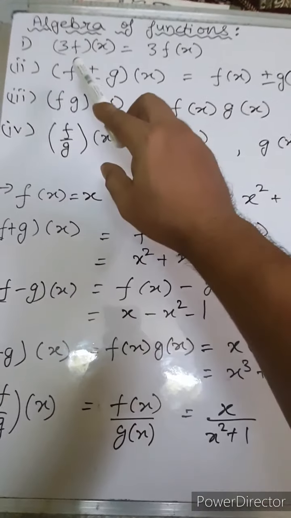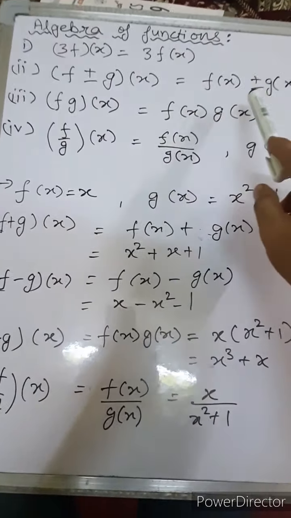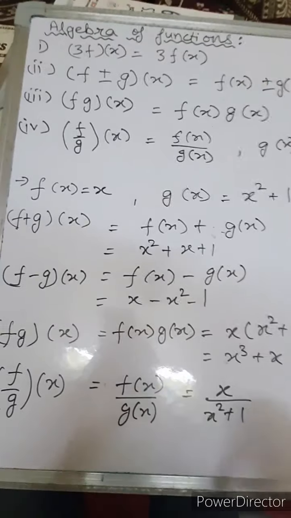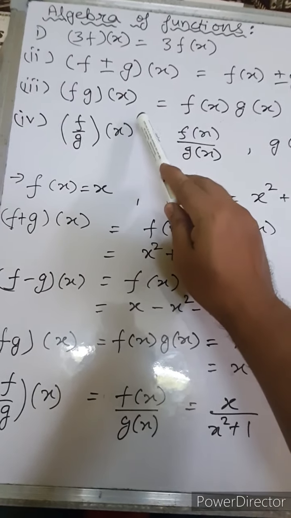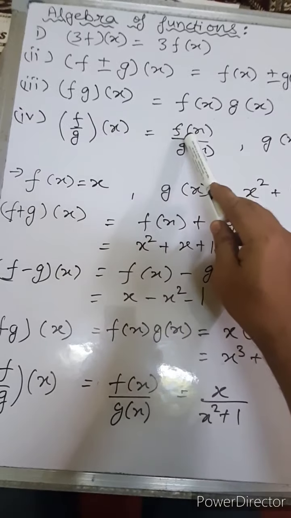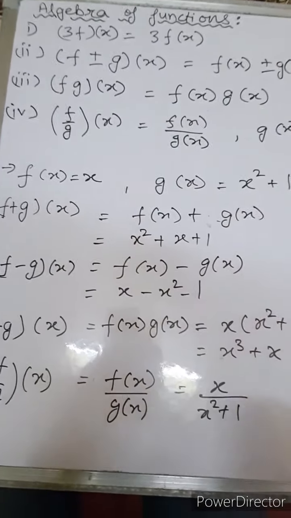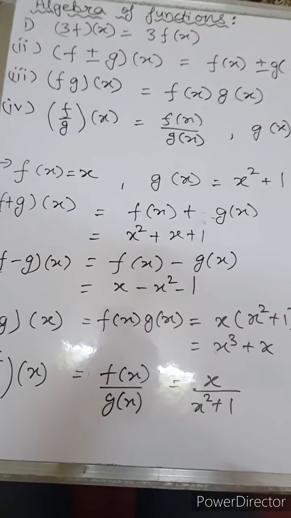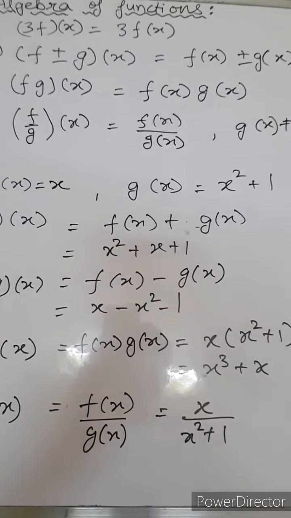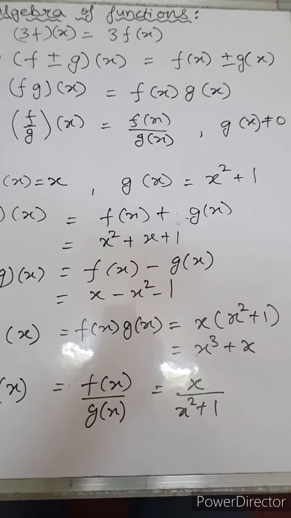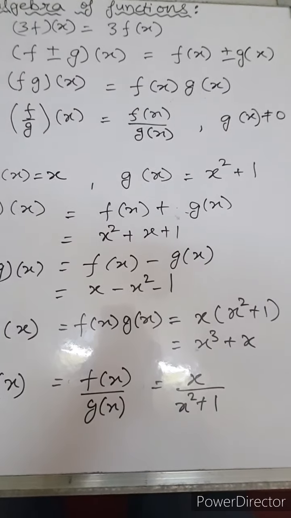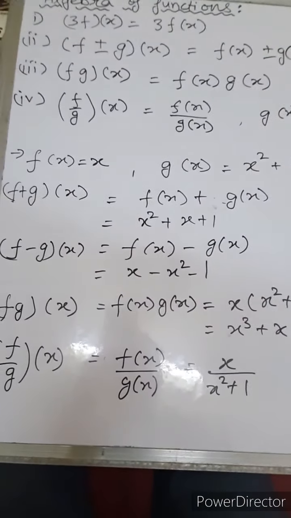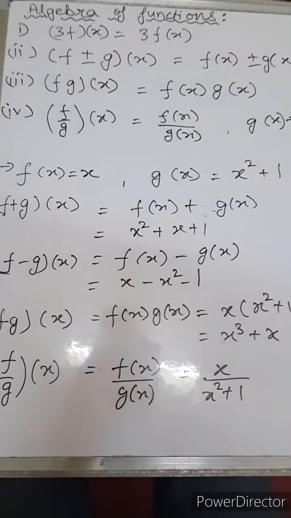That means if it is written (f+g)(x), that means it is f(x) plus g(x), or f(x) minus g(x). Suppose it is written (f·g)(x), that means you can multiply f(x) into g(x). And fourth and last, if (f/g)(x) is written, then you can write it as f(x) upon g(x), where g(x) will not be equal to 0. When it becomes 0, the fraction will not be defined. Let's discuss one example to understand the algebra more clearly.